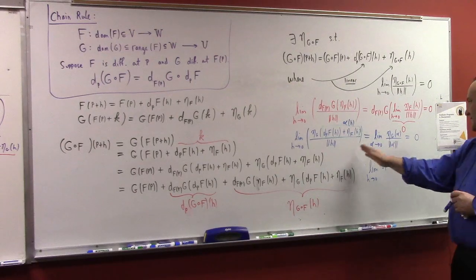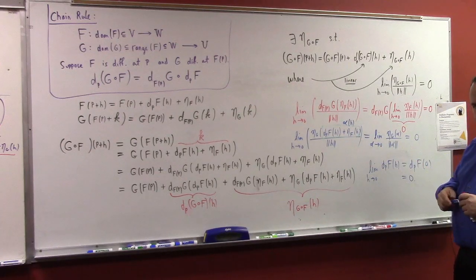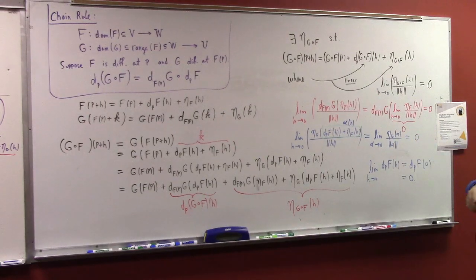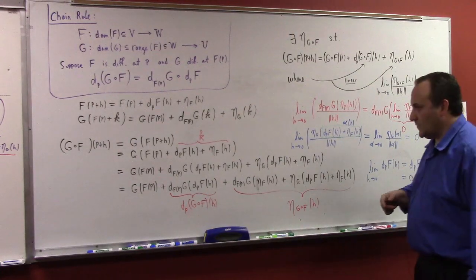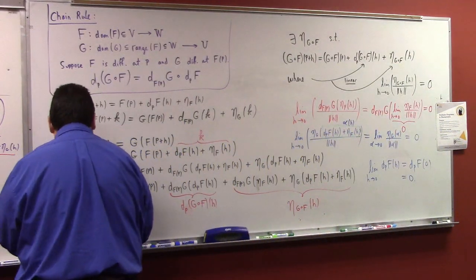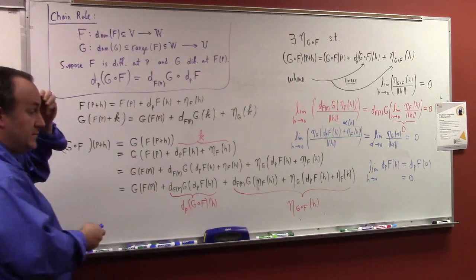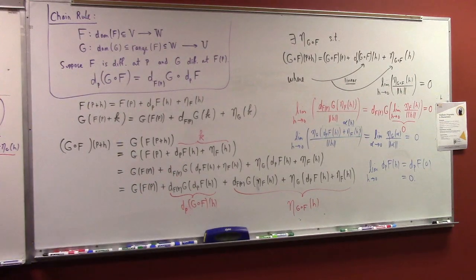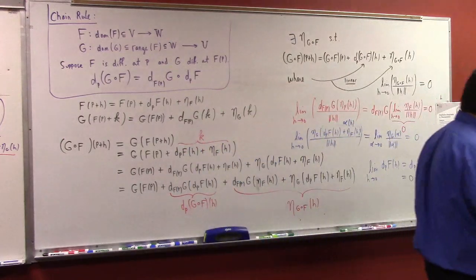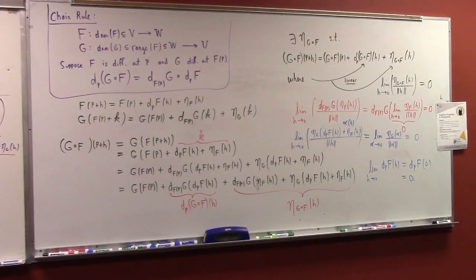I think that's a little bit of a cheat, but I think this could be made rigorous. Admittedly, there's a little bit of a jump here. So anyway, there you have it. That is the chain rule. Is that good? Yeah. Okay, cool.